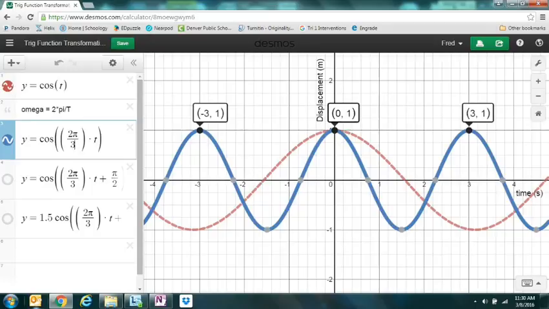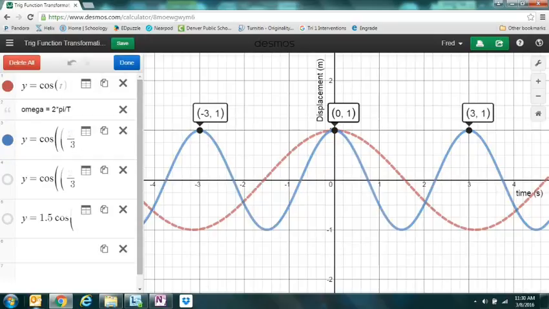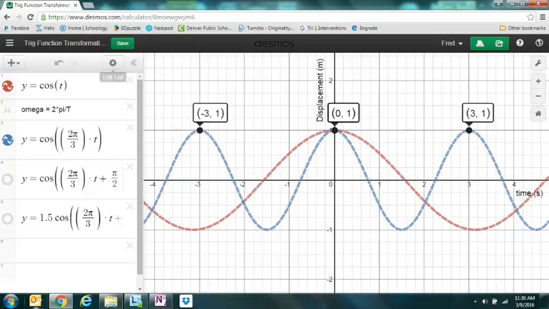Now let's introduce a constant that we add to that. So let's take omega times t and then add a phase shift to it. Now let me do a little bit of changing up here. So let's change this to a dashed line. And we're done with that, and we'll hide this.